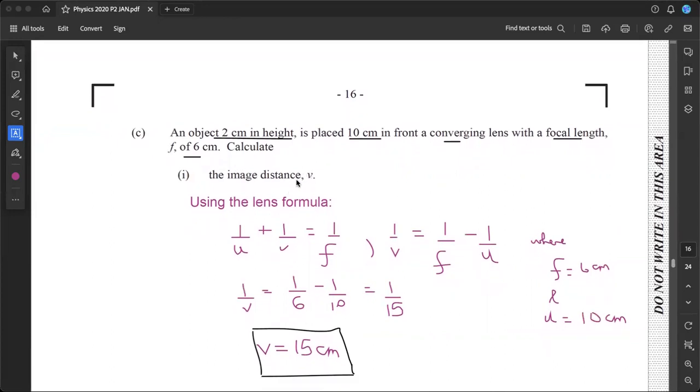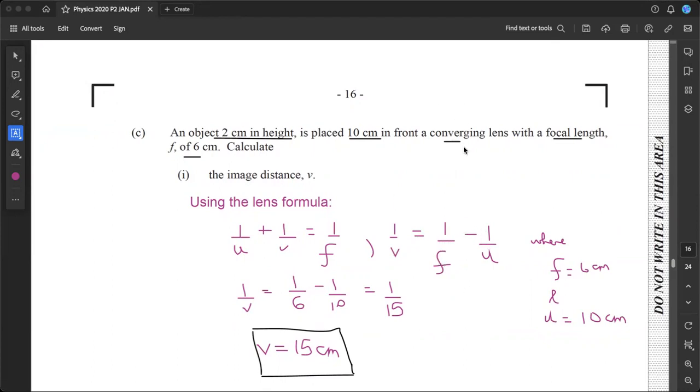So in order to calculate the image distance V, we have to use the lens formula because that's what relates the object distance and the focal length, which we already know, right? So if we use the lens formula, which is 1 over U plus 1 over V is equal to 1 over F, what we can do is just rearrange this lens formula, making V our subject. So to do that, we end up with 1 over V. We just bring the 1 over U over here, so we have the 1 over V by itself. So we end up with 1 over V is equal to 1 over F minus 1 over U.